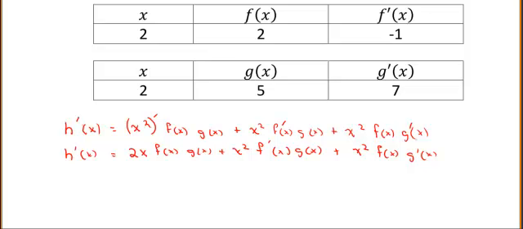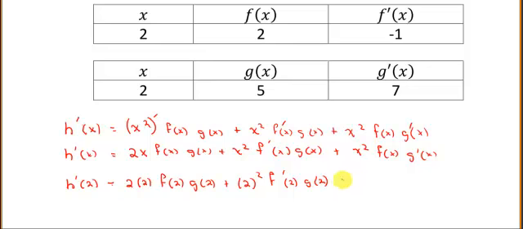Now if we go to evaluate h prime at 2, we have to go through and replace each instance of x with 2. So this will be 2 times 2 times f of 2 times g of 2 plus 2 squared times f prime of 2 times g of 2 plus 2 squared again times f of 2 times g prime of 2.